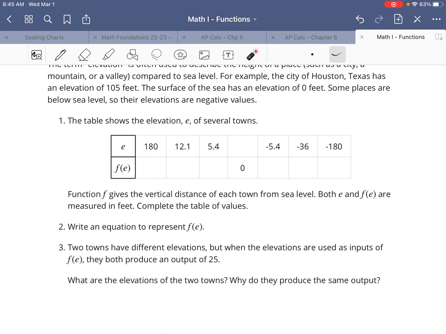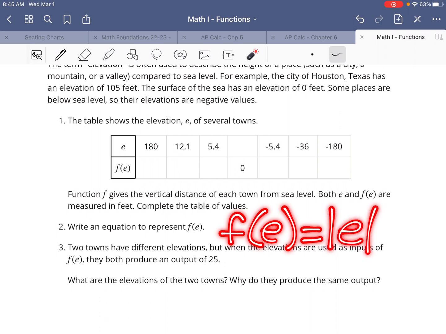Well, f of E would just be the absolute value of whatever the elevation is, because the absolute value of negative 180 is positive 180.